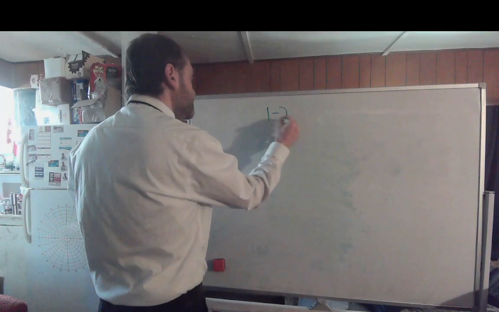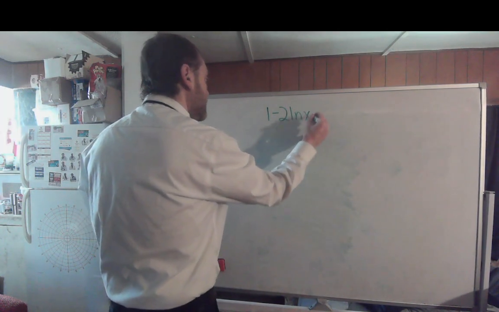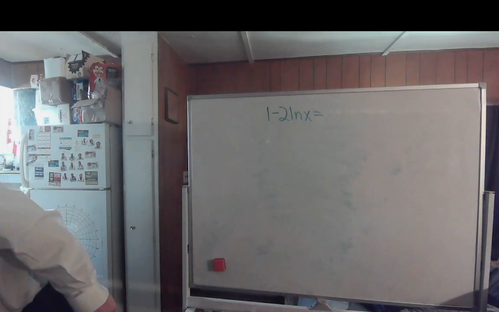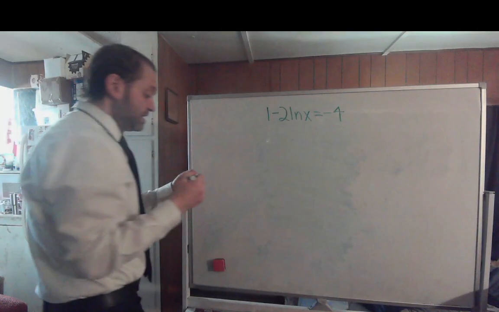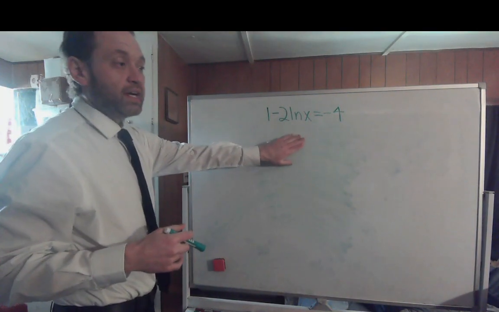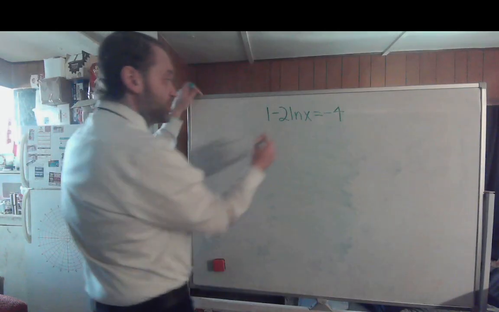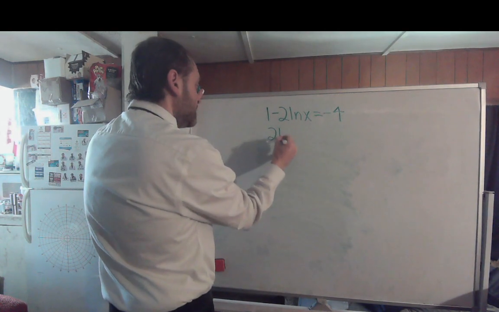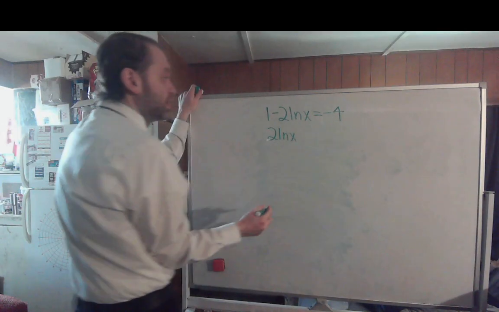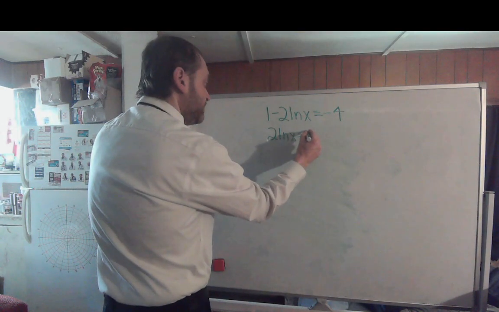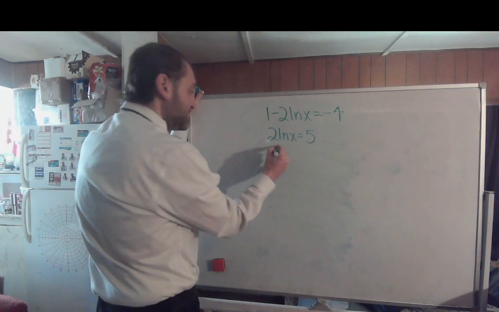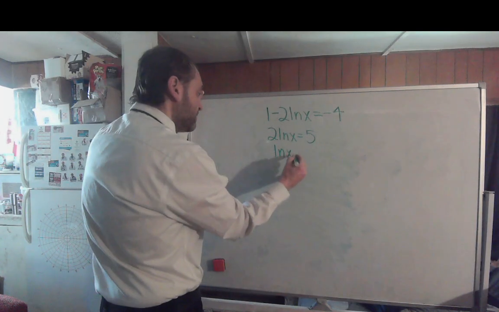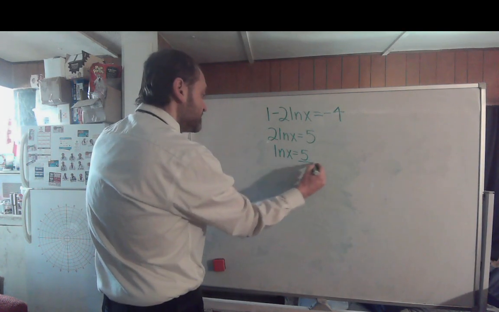1 minus 2 times the natural log of x equals -4. Well, we need to isolate that natural log of x term by itself. So to do that, you'll have 2 times the natural log of x would equal 5. Now let's get natural log of x by itself. So that'll be natural log of x equals 5/2.